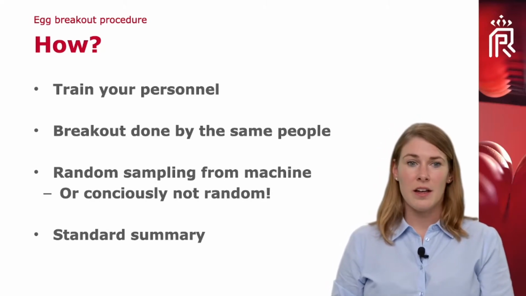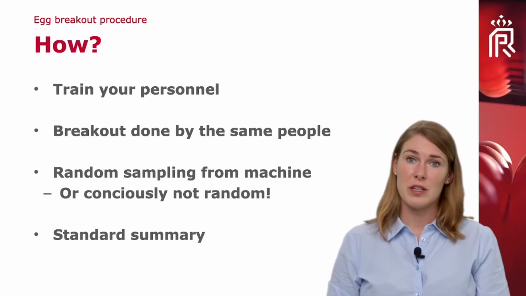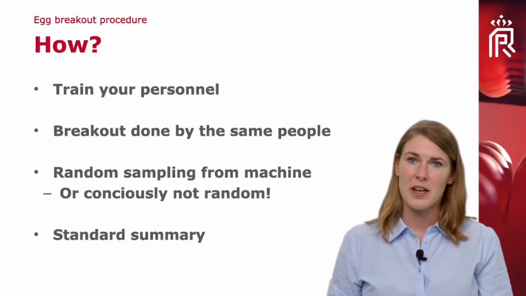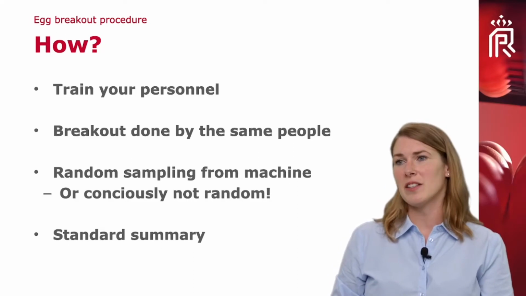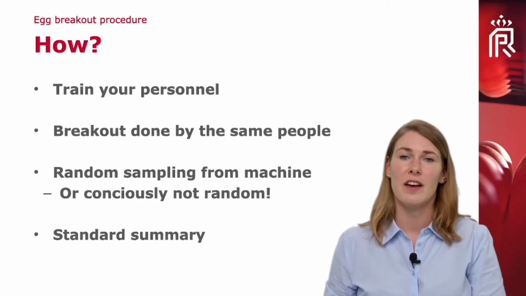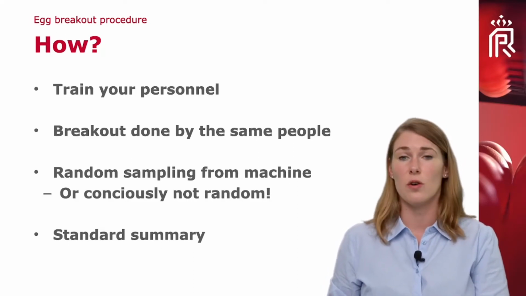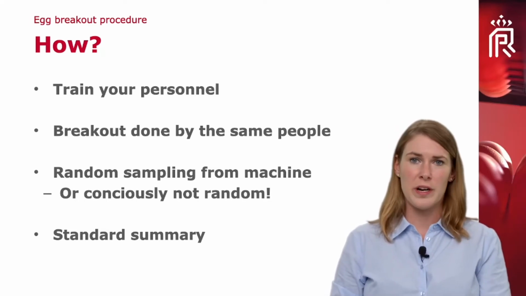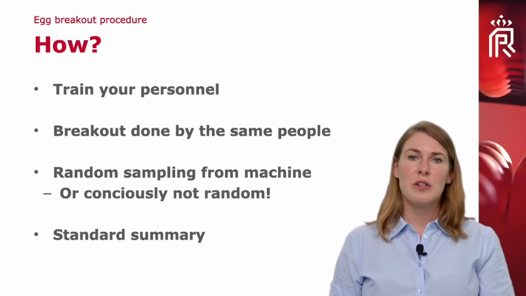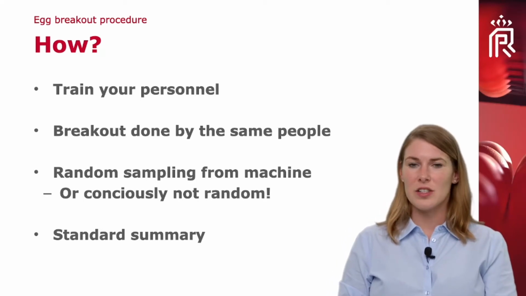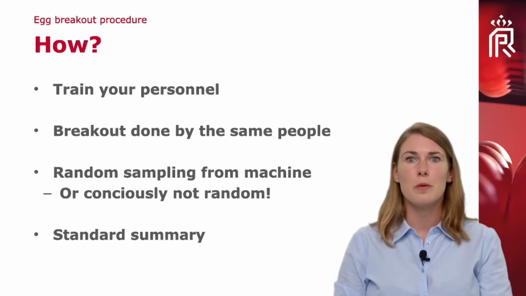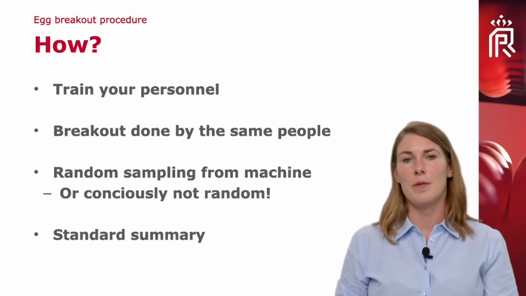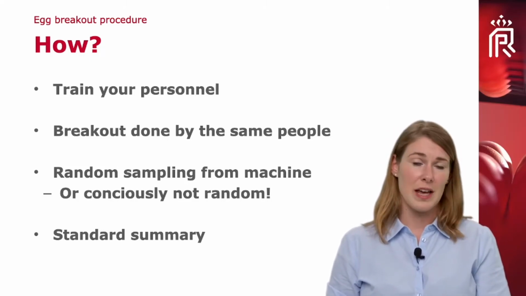Now, random sampling from a machine is very important as well. We do not want to grab the first basket that we see, or the basket that has the least dead in shells, or maybe you grab the basket that you think, oh my God, these are really a lot of eggs. We don't want to actually choose a basket. We want to do it randomly, so we get an even view of what is happening.